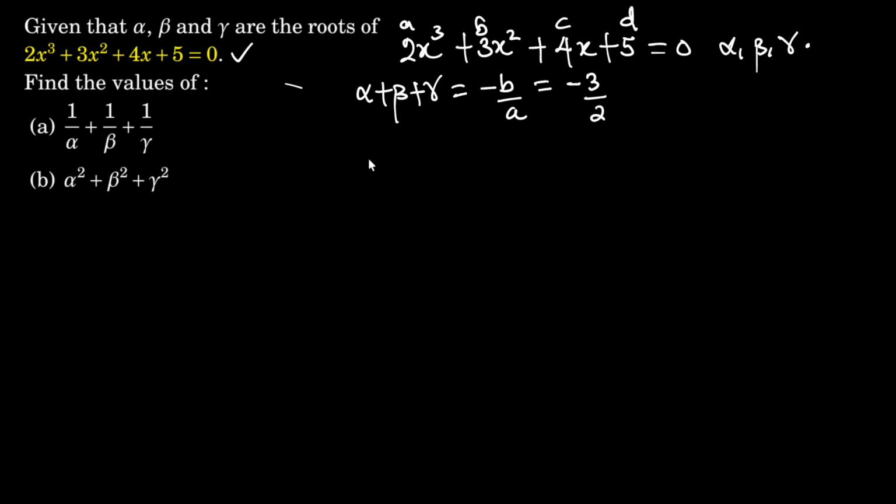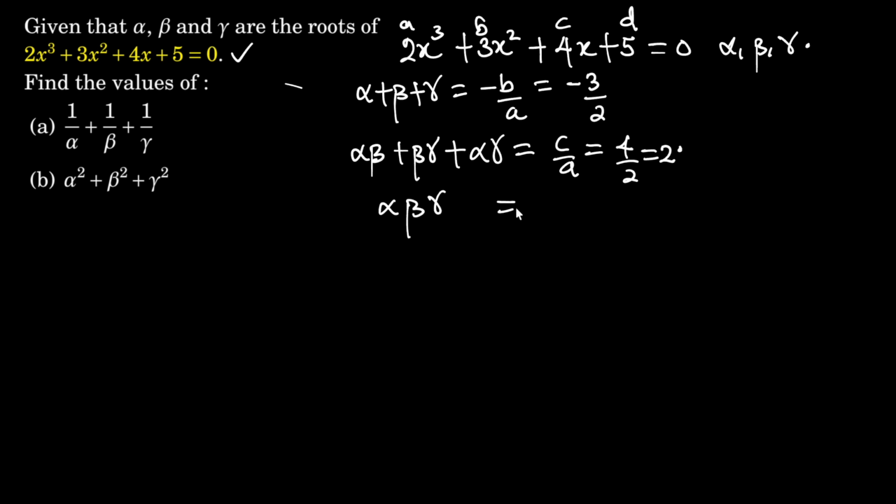And the sum of the product of roots, alpha beta plus beta gamma plus alpha gamma, is c over a. In this case it is 4 over 2, which is equal to 2. Again, the product of roots alpha beta gamma is negative d over a. This is equal to minus 5 over 2. So let's leave this and come back to the question.